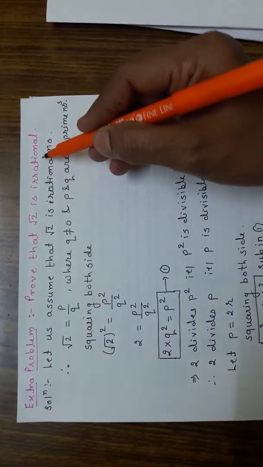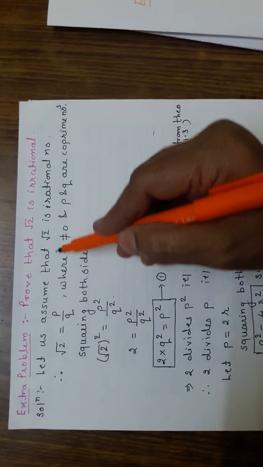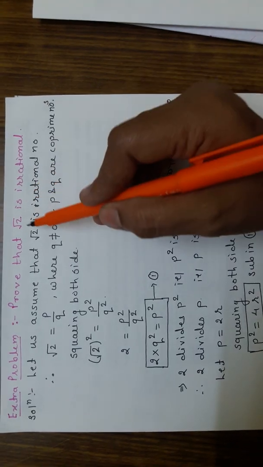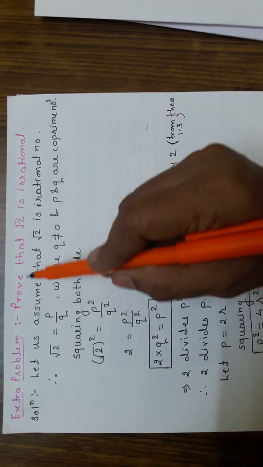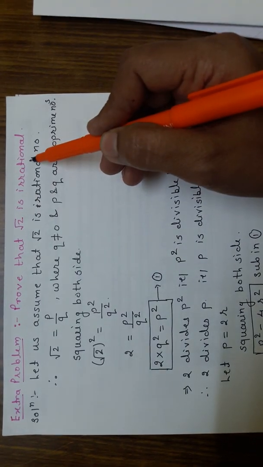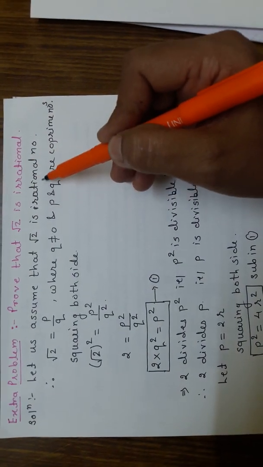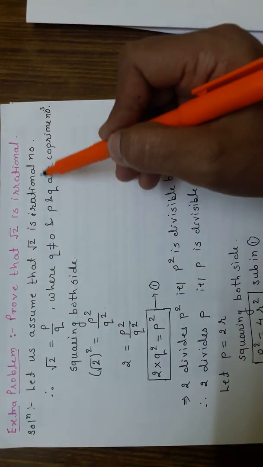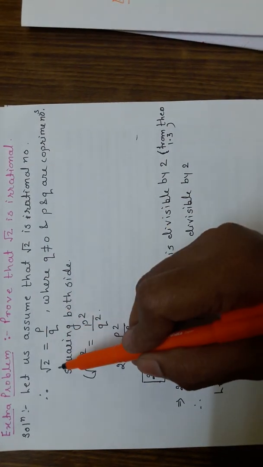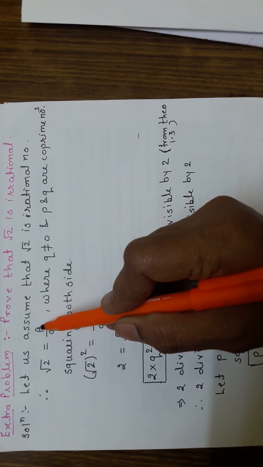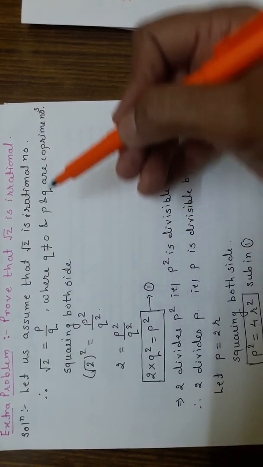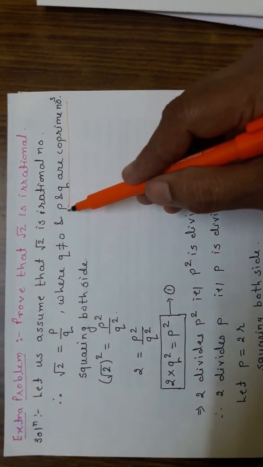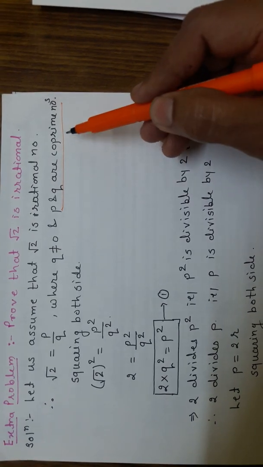Prove that root 2 is irrational. This problem we will solve by the contradiction method. Contradiction means when it is asked that we have to prove root 2 is irrational, we take the reverse of this. That's why we will assume that root 2 is a rational number. If it is rational, root 2 can be written in the form P by Q, where Q is not equal to 0, and P and Q are co-prime numbers. Co-prime means the only common factor of P and Q is 1.